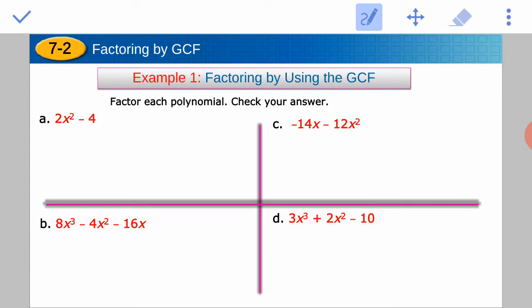Example number 1, factor each polynomial, check your answer. How do I factor this polynomial? Guys, to factor this polynomial, you have to be aware that this polynomial is a binomial. It has two terms. To factor this by the GCF, you factor each monomial. So you factor 2x squared. 2 is already factored because it's a prime number, so it's 2. X squared can be written x times x minus, we're gonna keep the same sign. 4 can be factored, prime factorization 2 times 2.